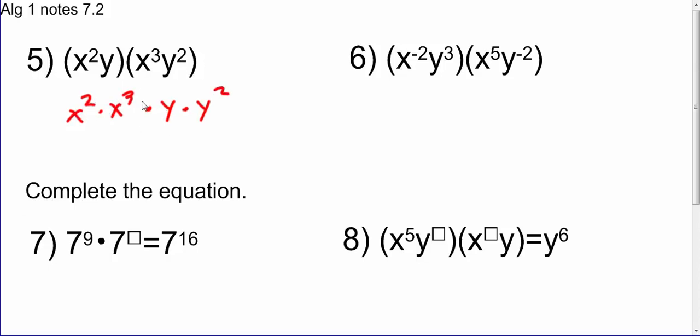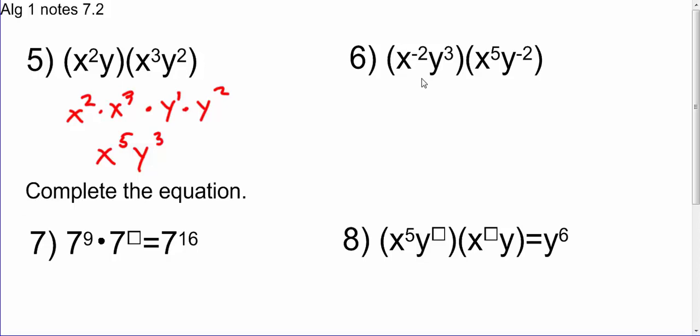Now we know x squared times x cubed is x to the 2 plus 3, or just simply x to the 5th power. Here's the one you have to be careful about. When you see a y times a y squared, remember that it's really y to the 1st times y squared, so we would say that's y to the 3rd. That's it. I told you it's not that tough. I wasn't lying to you this time.